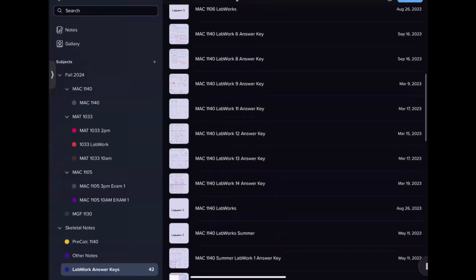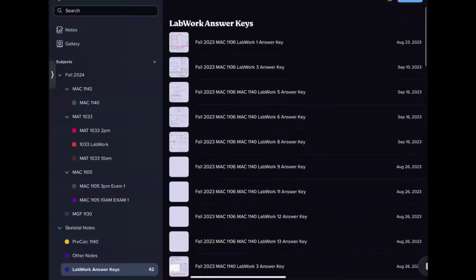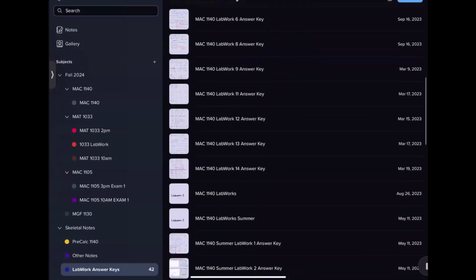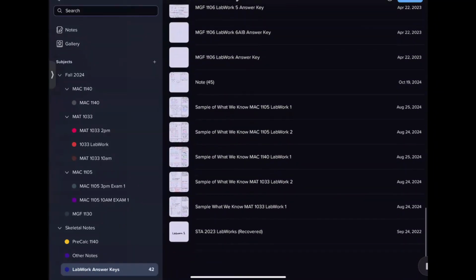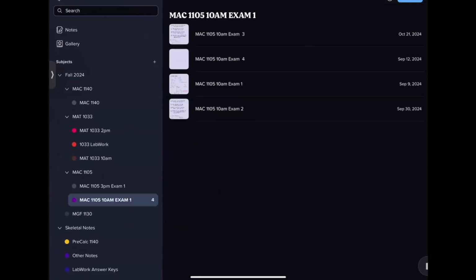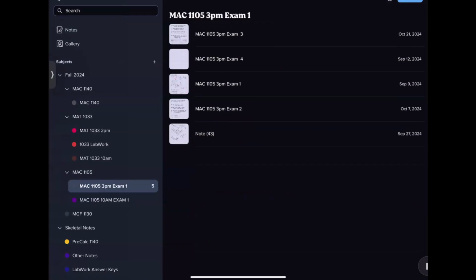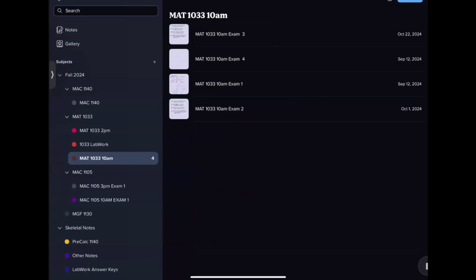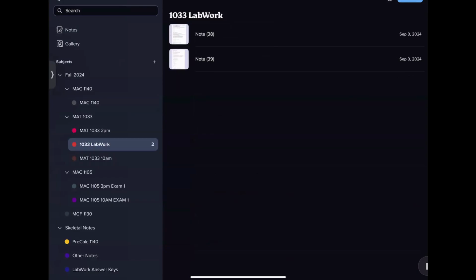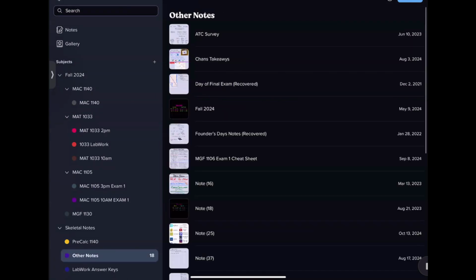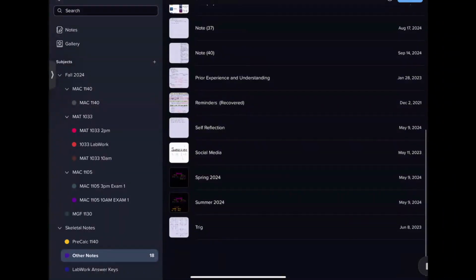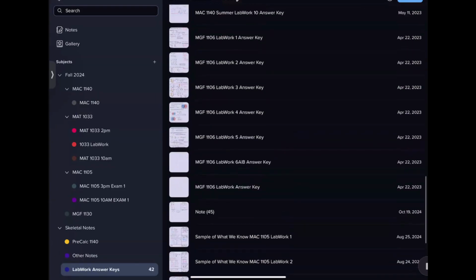Where did I put it? Should be in there, what we know. It's not in there. Or would it be in here? Here? That's not it. I forgot even where I put it.